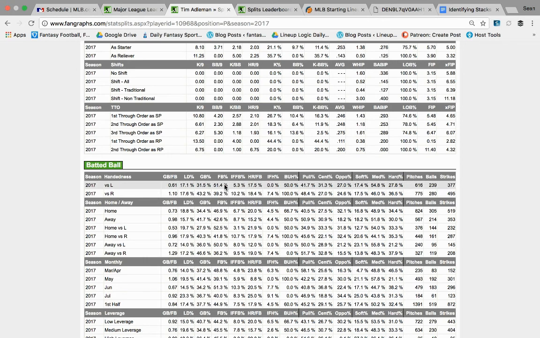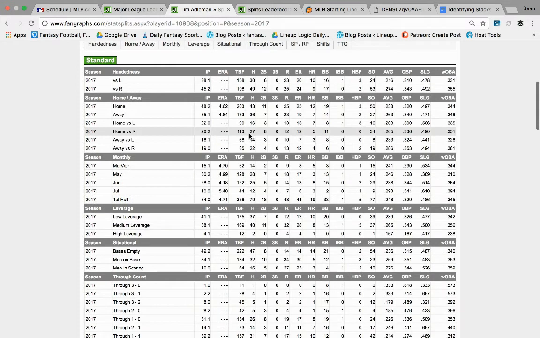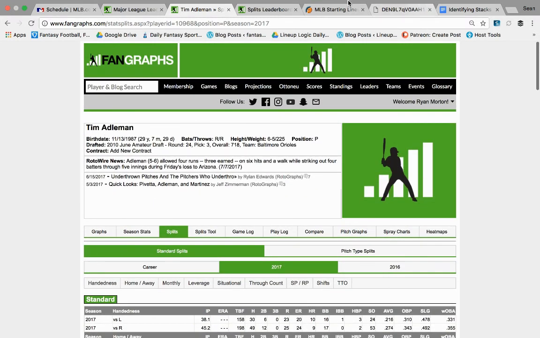Let's see how this plays at home. At home, we know Great American Ballpark is a problem for him, and you look at this home run to fly ball ratio. He's got a 20% home run to fly ball ratio in Great American Ballpark. Versus lefties, that's the highest rate he has at 21.9%. So we are certainly interested in the Nationals lefties here in this spot, which makes sense. There's a lot of good lefties to target on this Nationals team. So let's figure out which Nationals lefties we want to go after with Tim Adelman.